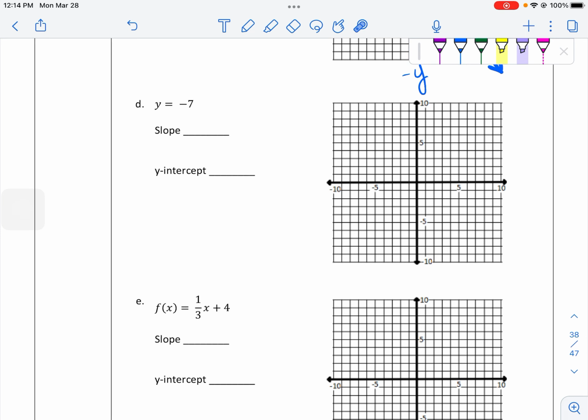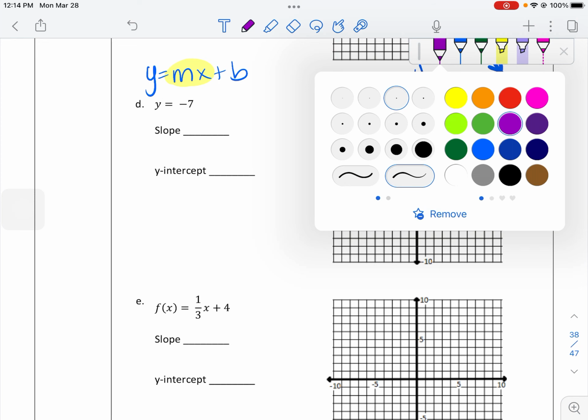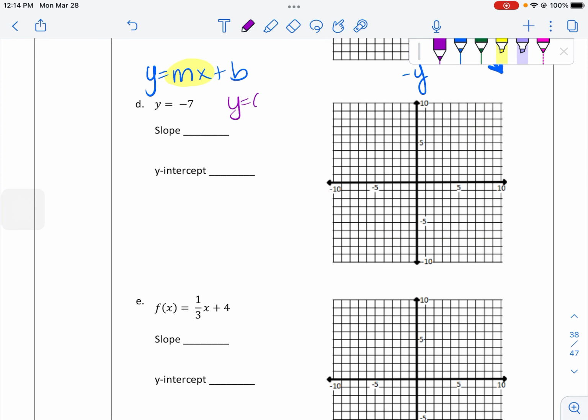If we have y equals -7, and we think about our mx plus b, you might notice that you're missing the x. It's still y equals, so it's still in slope-intercept form, but we have no x term. So this is the same equation as y equals 0x minus 7, because 0 times anything is 0. So 0x is 0. And so our slope is 0, and our y-intercept would be -7.